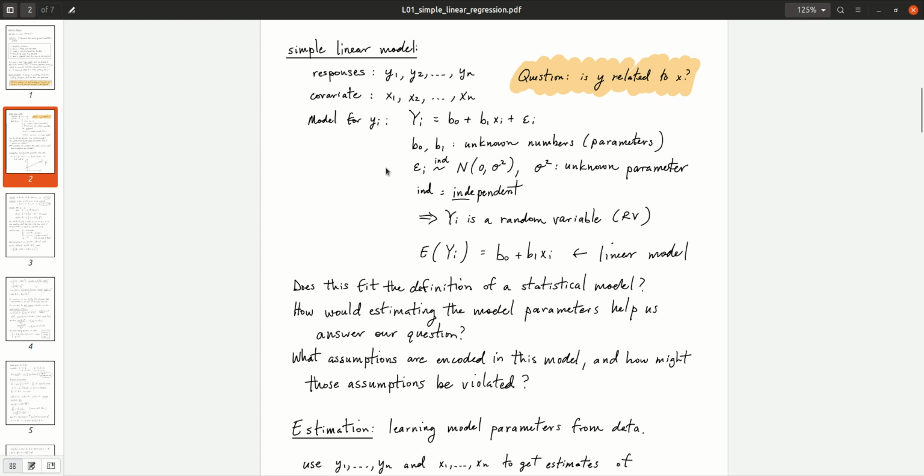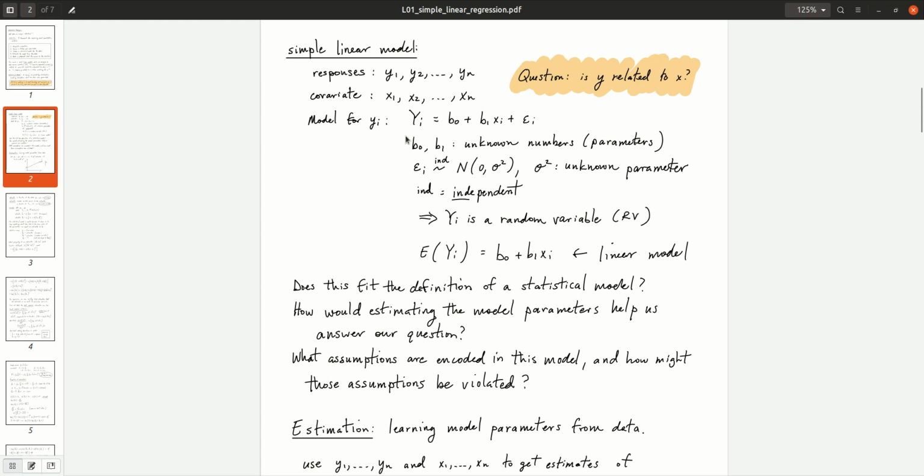Now, in defining the distribution for epsilon i, we introduced another symbol, sigma squared, and this is the variance of the distribution for epsilon i. And this is also going to be an unknown parameter.